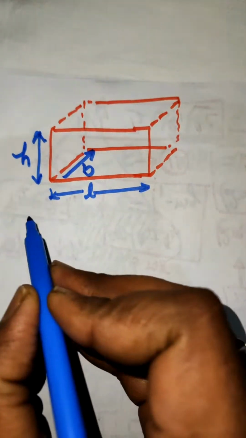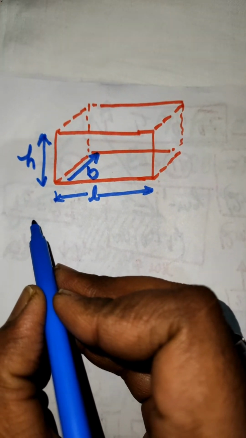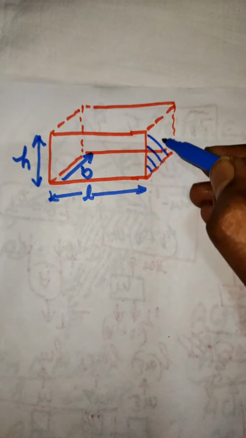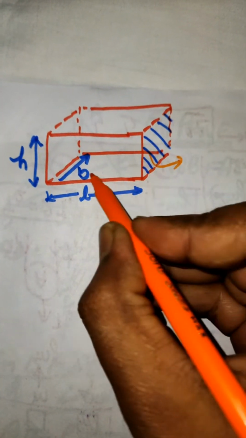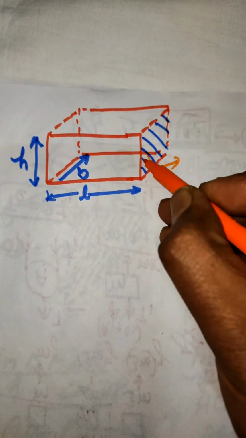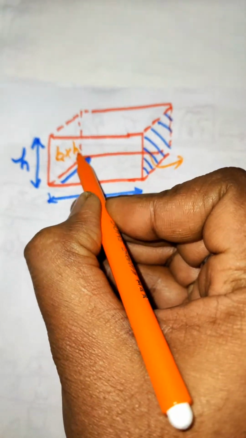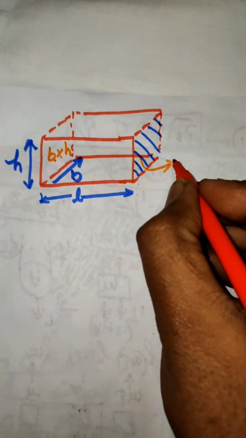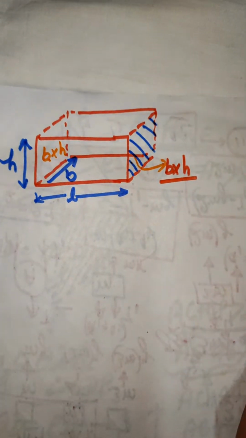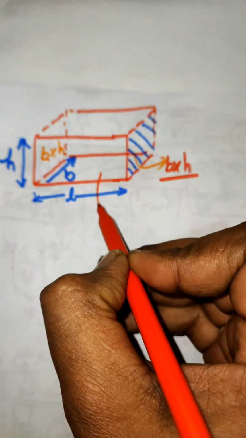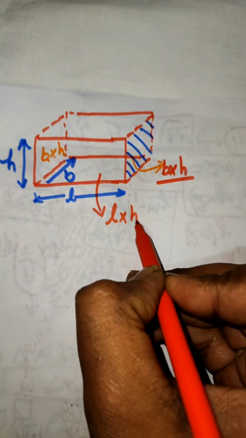It's given that area of the adjacent faces. What are the adjacent faces? Which are near and stick to each other. If this is one of the adjacent faces, let's say this rectangle, this is formed by which two sides? This is breadth and this is height, and the side opposite to it, that is B into H, right? So the dimension of this shaded side is also B into H. And adjacent to this is this side having the dimensions L into H.